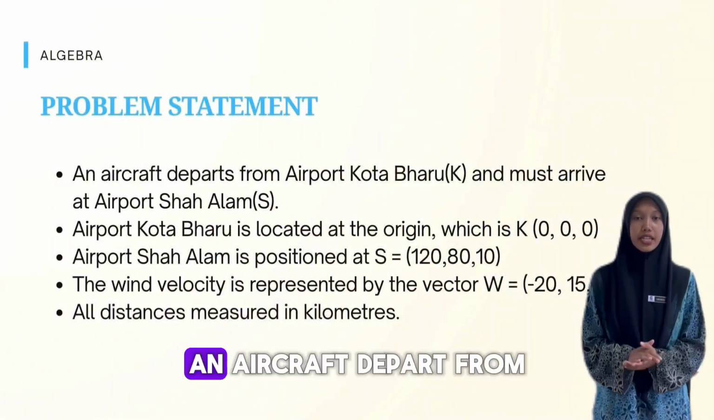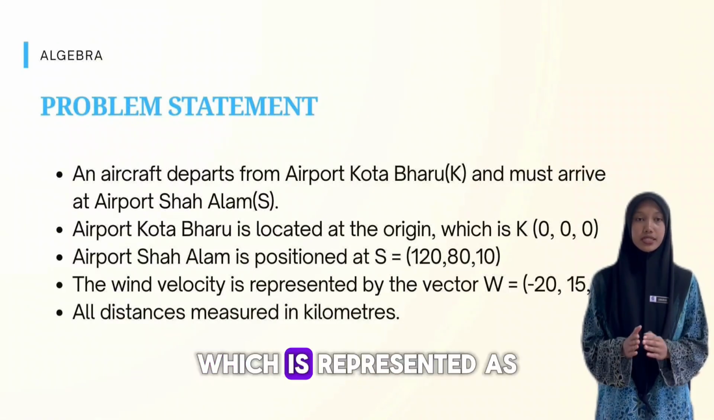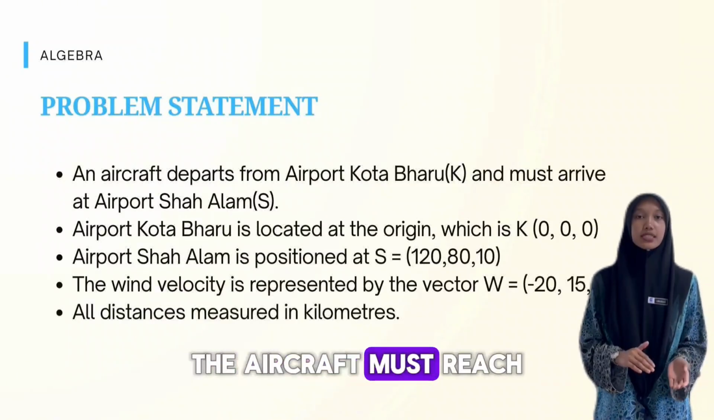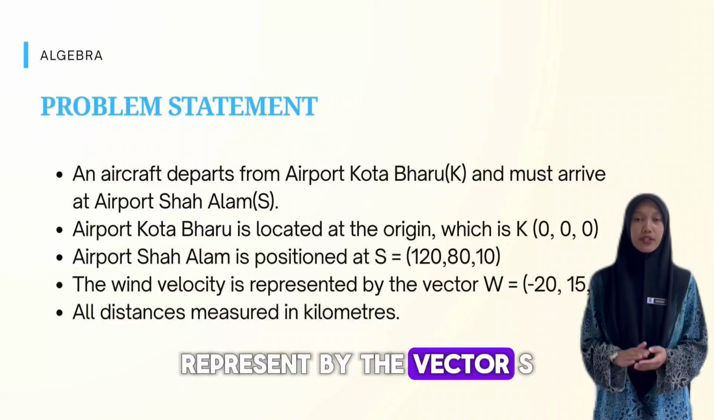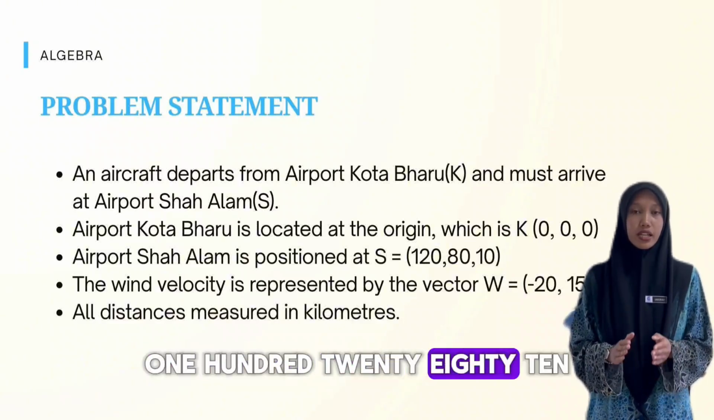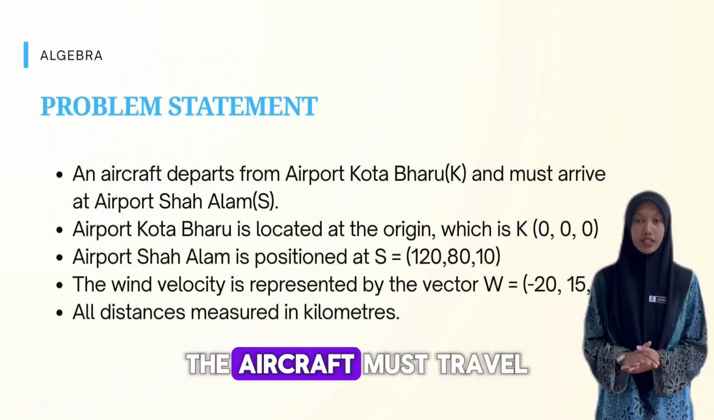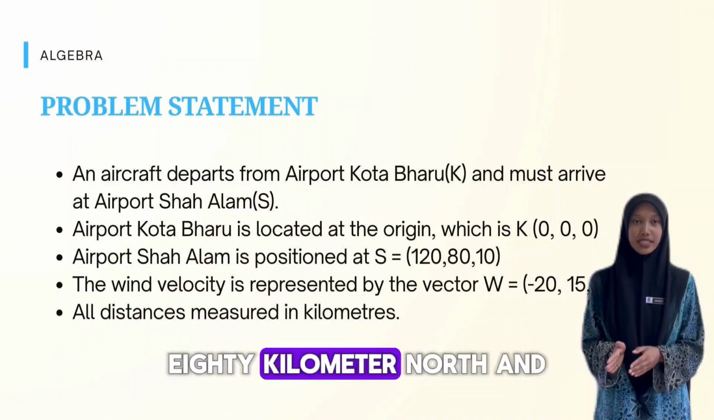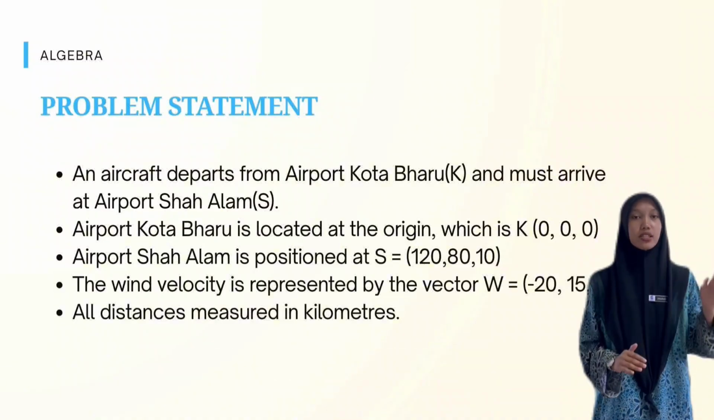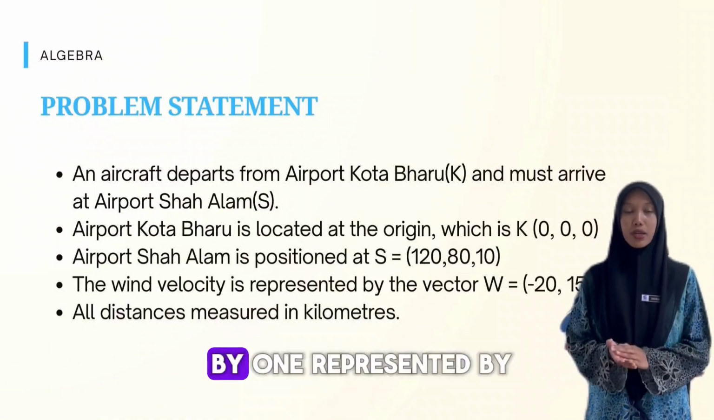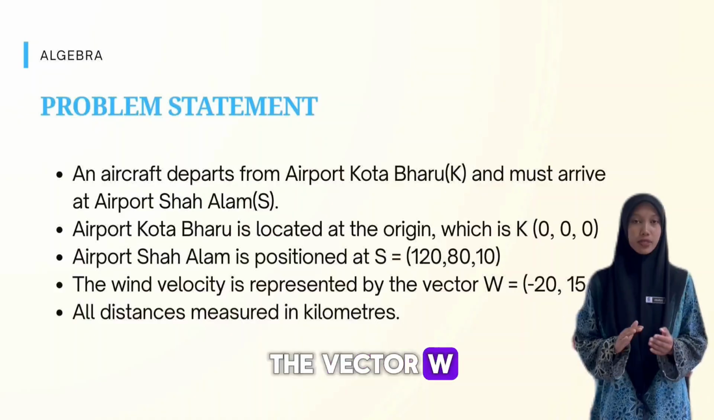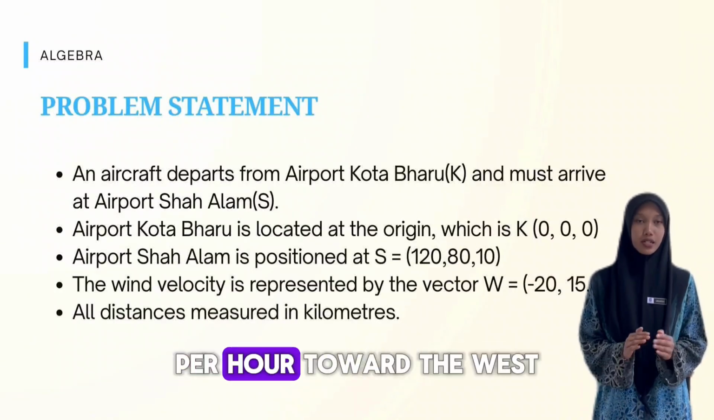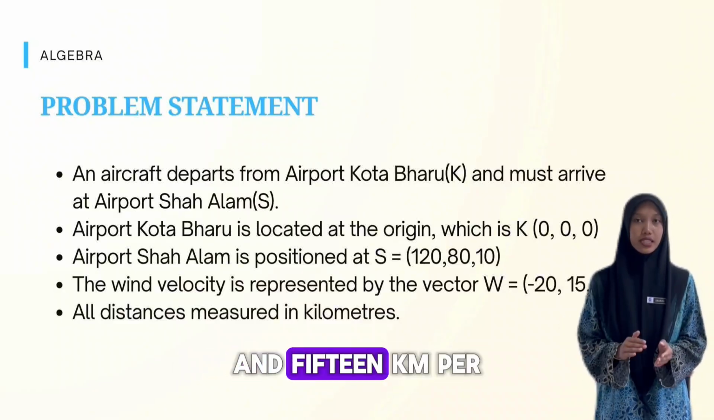In this scenario, an aircraft departs from Bharu airport, which is represented as point K at coordinate (0, 0, 0). The aircraft must reach Shah Alam airport, represented by the vector (120, 80, 10). This means the aircraft must travel 120 km east, 80 km north, and climb 10 km in altitude. However, the journey is affected by wind, represented by the vector W. This indicates that the wind pushes the aircraft 20 km per hour toward the west and 15 km per hour toward the north.